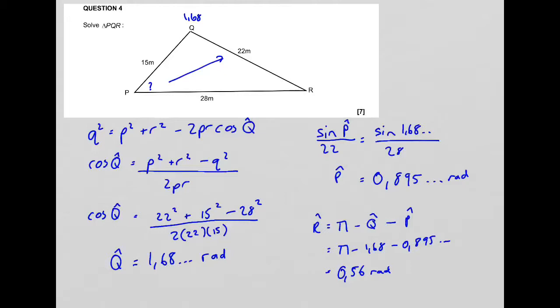Right, marks are allocated here for the method of using the cos rule, for your accuracy of substitution, for your answer for Q, method of using the sine rule, a CA answer, meaning that if you got this answer wrong, then we would work it out accordingly, a method for subtracting the 2 angles from pi, and then finally your final answer, also a carry on accuracy.